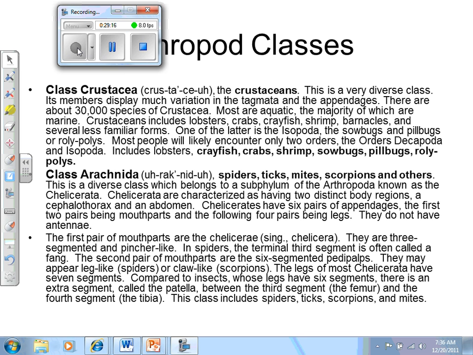They usually have 6 pairs of appendages, and then 2 mouth parts. No antenna, unlike the insects. Their mouth parts are called chelicera, and these are sort of pincher-like. And of course, in spiders, the third segment of those becomes the fangs. That's what they bite with.